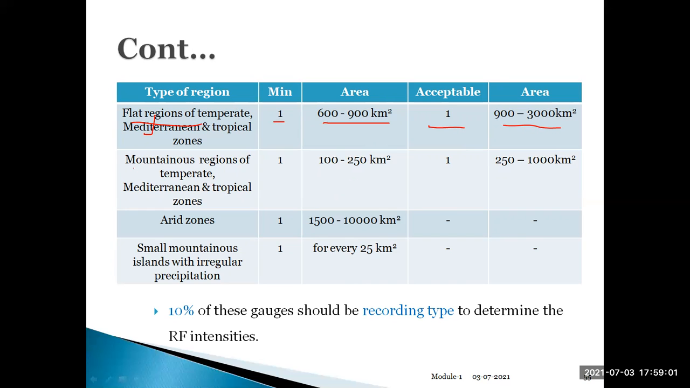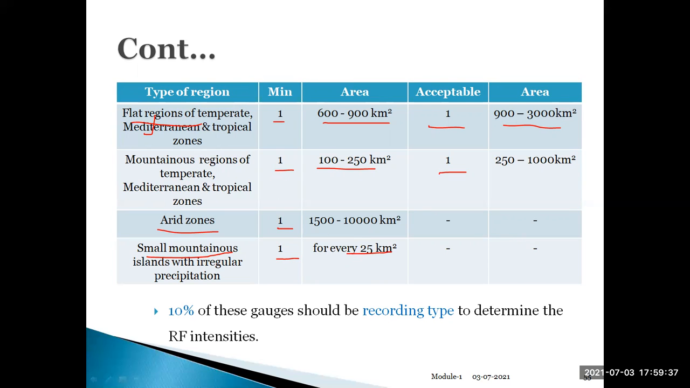Similarly for a mountainous region, the minimum is 1 rain gauge for an area of 100 to 250 square kilometers, and the acceptable is 1 gauge for an area of 250 to 1000 square kilometers. For an arid region, it is 1 gauge for an area of 1500 to 10,000 square kilometers. And in small mountainous islands with irregular precipitation, it is 1 gauge for every 25 square kilometers.